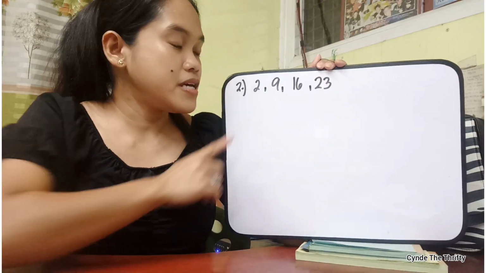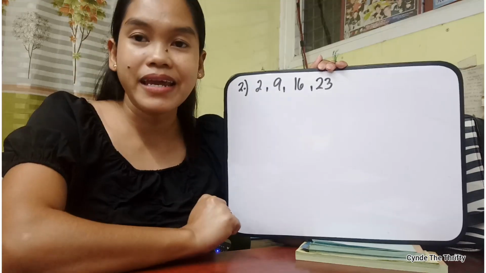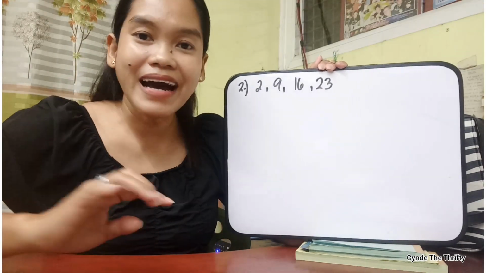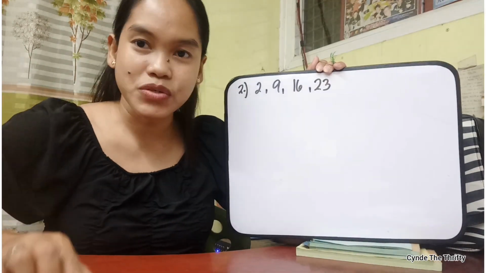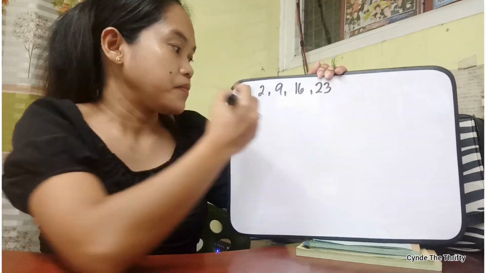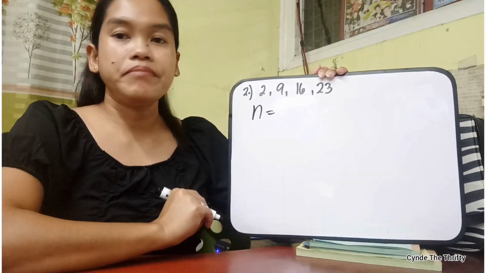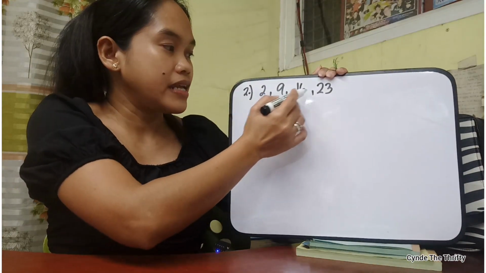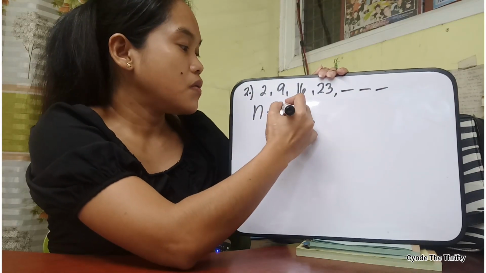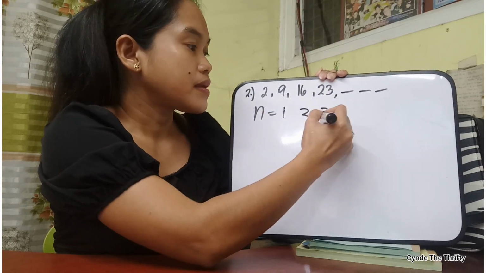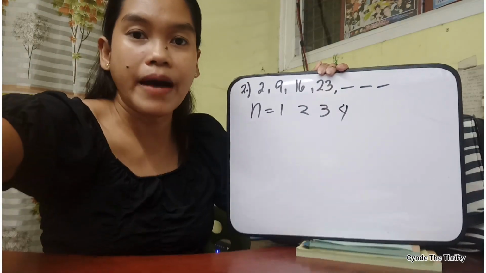Another example, so we have here 2, 9, 16, 23. Ngayon is mag-formulate tayo ng nth rule. Ano yung unang gagawin natin? Ang unang gagawin natin is isulat natin yung n or yung term. Ilang term meron tayo? 1, 2, 3, 4. So meron tayong 4 na term.